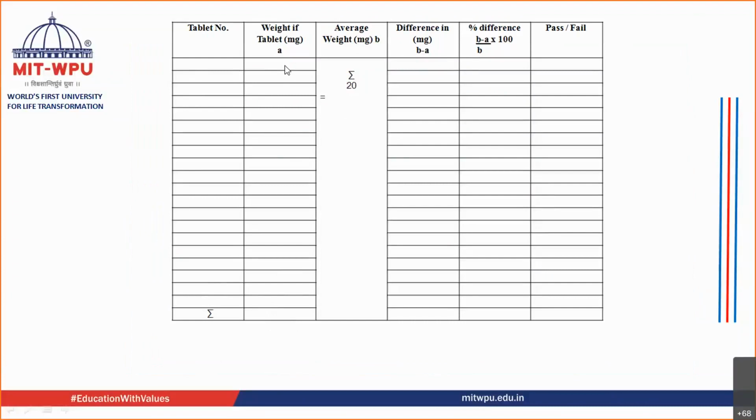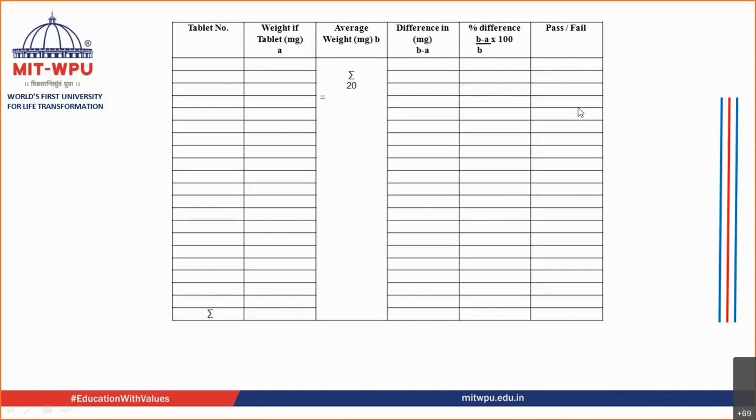Each average weight you are going to subtract from the weight of the tablet, and you are going to find out the difference. And then you are going to find out the percentage difference. So the difference divided by the average weight, into 100, is going to give you the percentage difference. And depending upon the average weight of the tablet, you know the standard. That standard you are going to compare with the percentage deviation, and you have to write down whether the tablet has passed or failed.